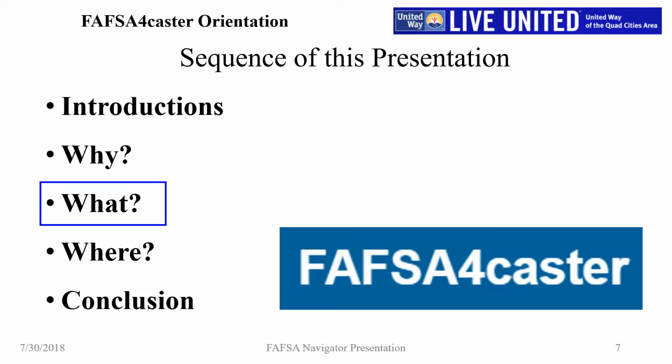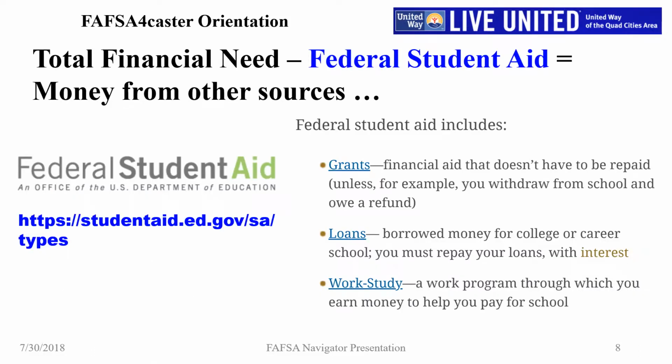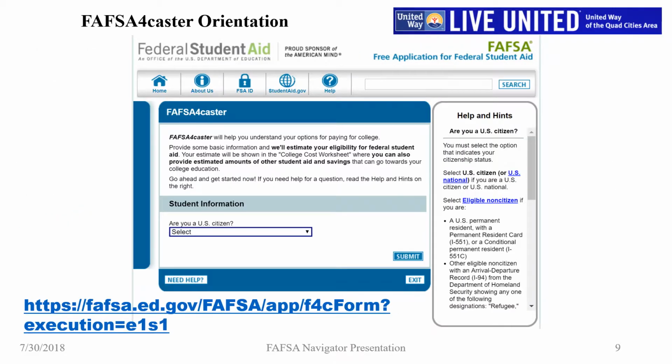Let's discuss what the FAFSA Forecaster does and what's in it. First, let's look at what are the types of federal student aid being discussed. From the Federal Student Aid website, with the address shown on the screen, are the three types: grants, loans, and work-study opportunities.